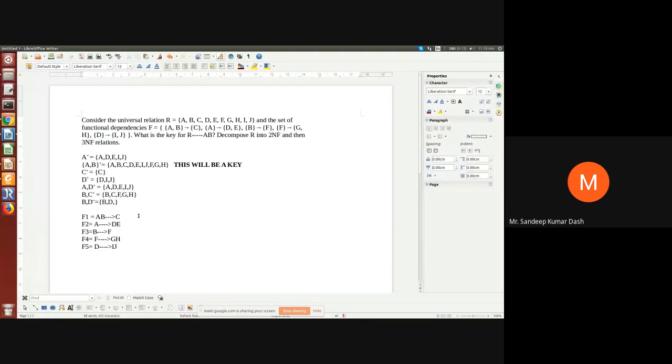Okay. Now tell me whether this is as per 2NF or not. Yes, sir. First one is okay, sir. This is full functional dependency. So this is okay. This one, no, sir, this is partial functional dependency.